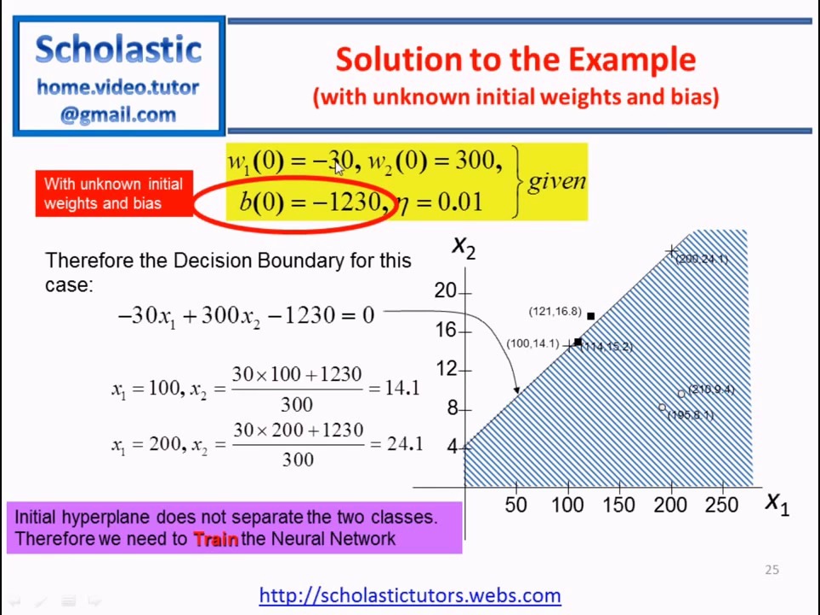So the 30, minus 30, and 300 weights are still the same. These are actually the correct values, but we have a bias, which is an unknown initial weight. I call it an unknown initial weight because weights can change depending on the bias. If you don't know the correct bias, then when you retrain, the weights will get changed along with the bias. Again, the same procedure.